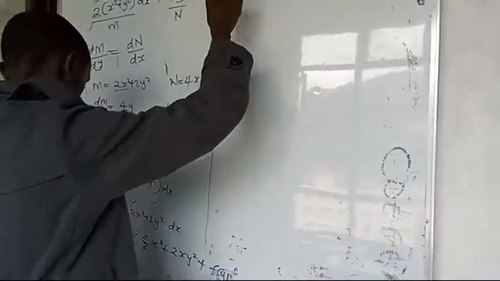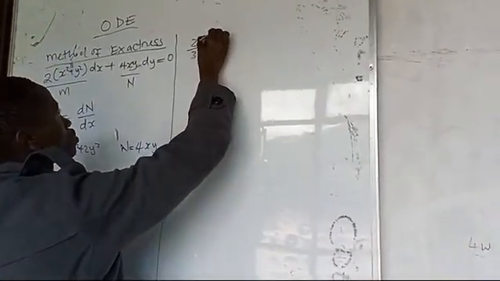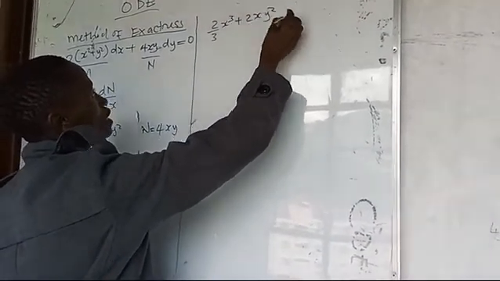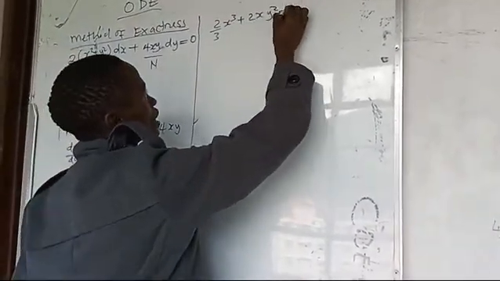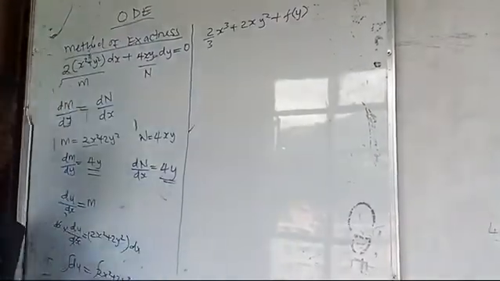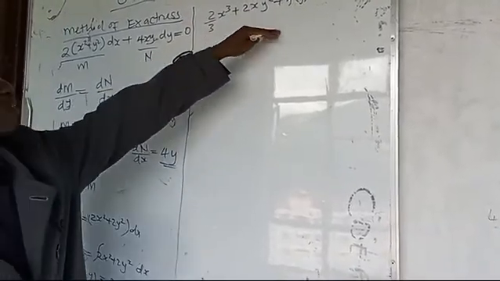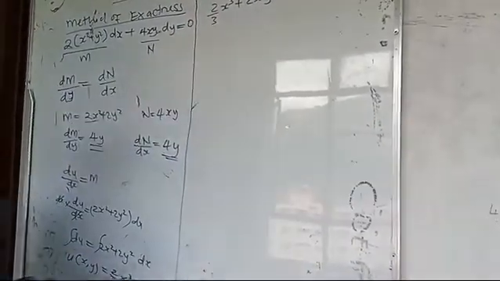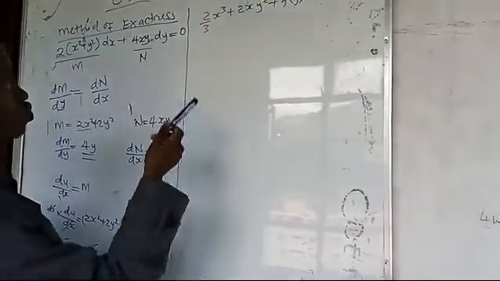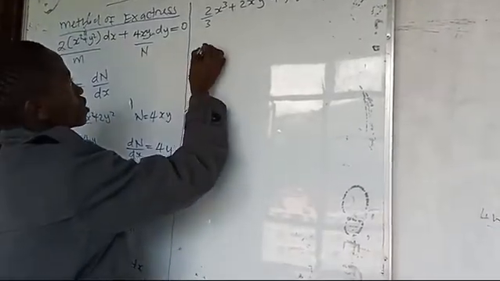So you have 2 over 3 x cubed plus 2xy squared plus a function of y. Once again, when we have this, we should differentiate it, and its derivative should be equal to our N. So let's differentiate with respect to y.